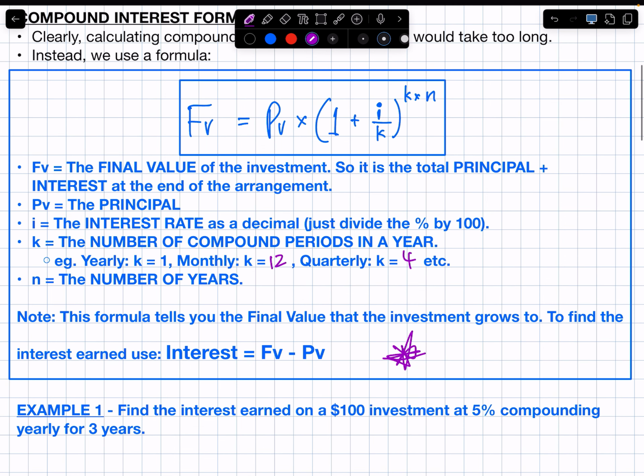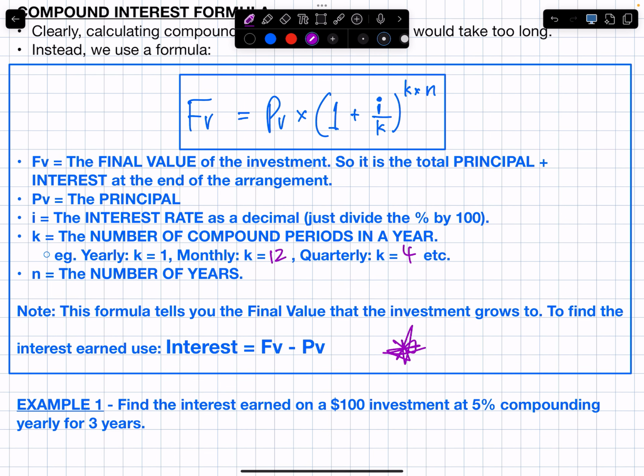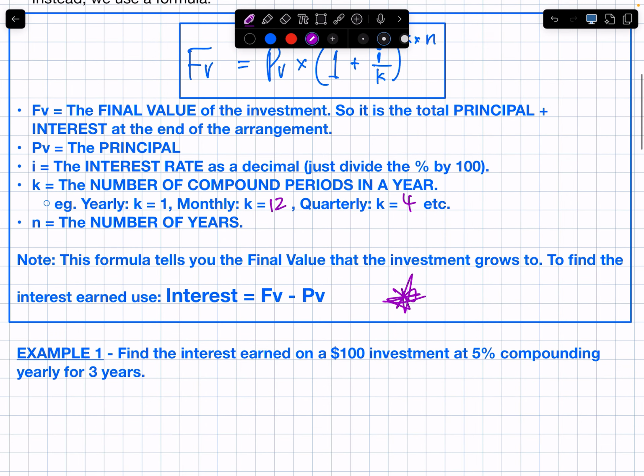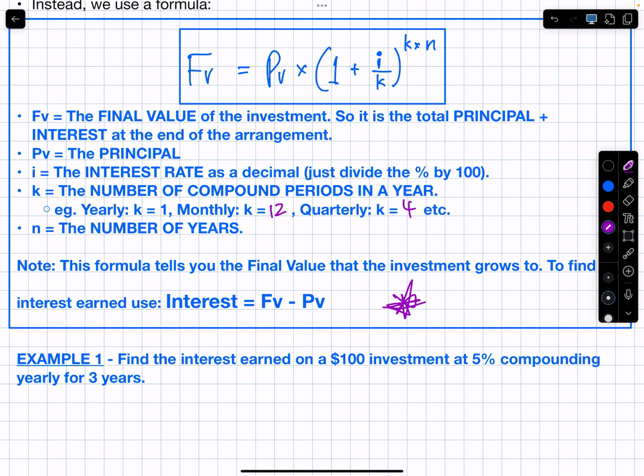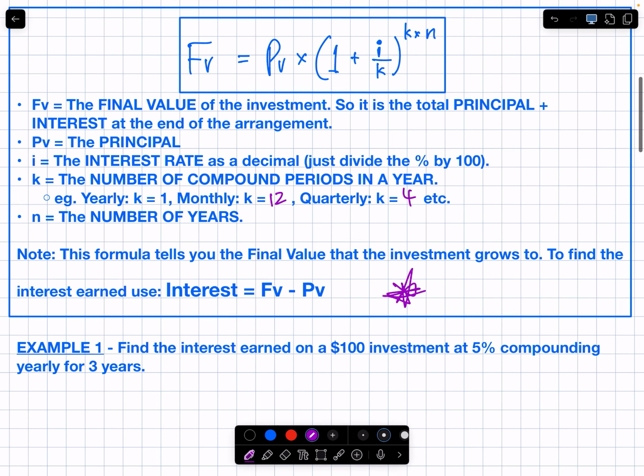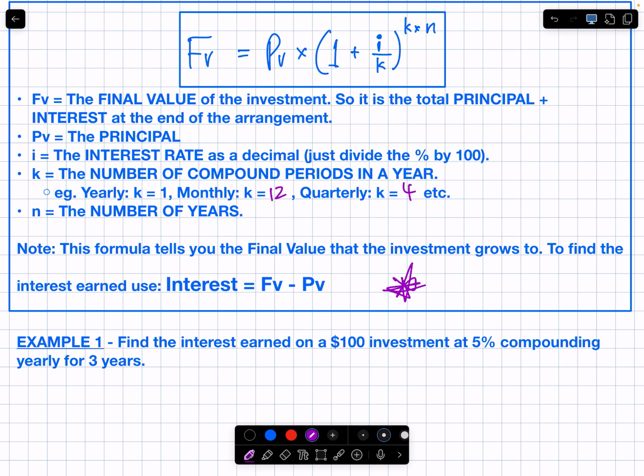Couple of minutes and then I want to demo this formula. You need to use BEDMAS if you're using a calculator. And let's have a go. I'll try to fit it in the space off to the side. Find the interest earned on a $100 investment of 5% compounding yearly for 3 years.